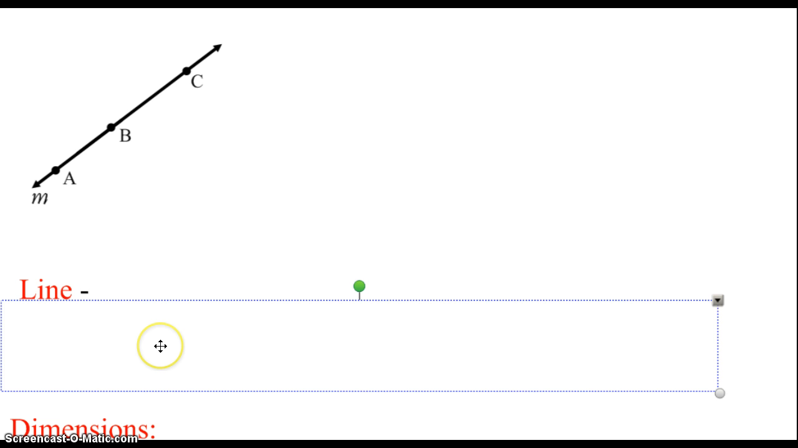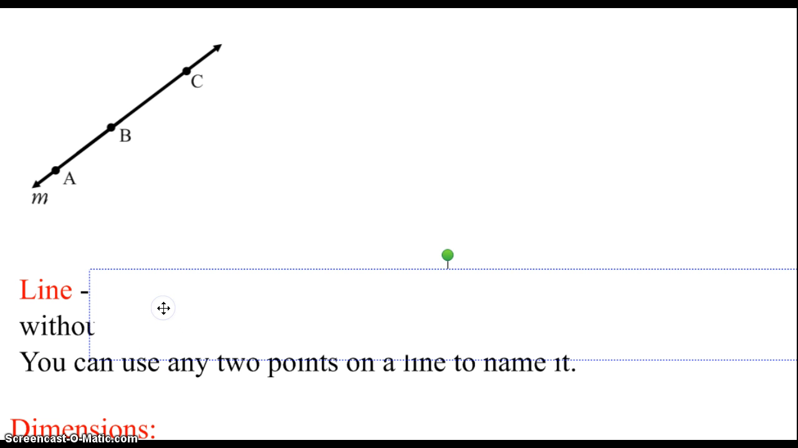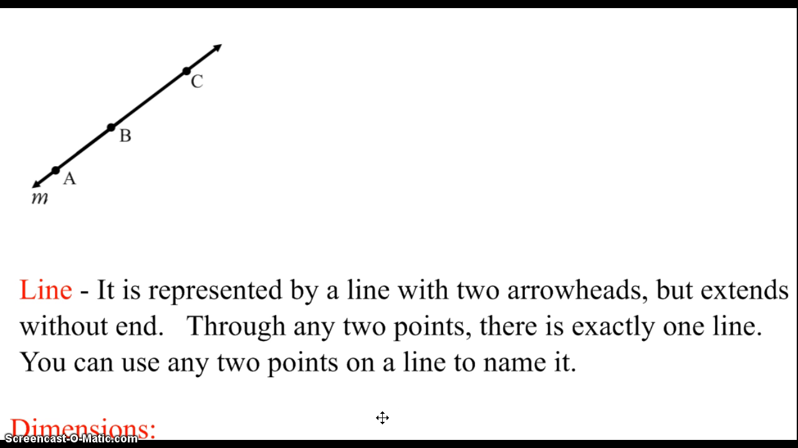The second thing is a line. And a line is represented with 2 arrowheads, but it extends infinitely without end. What you have to remember is that through any 2 points, there's exactly 1 line. So 2 points are required to make a line, and that's why you only use 2 points to name a line. Even though there are infinite points on a line, you only use 2 of them. So for example, this line right here has A, B, and C on it, but it doesn't matter whether you say AB or you say BC, it's the same line.